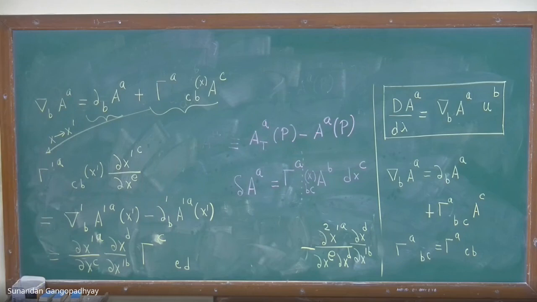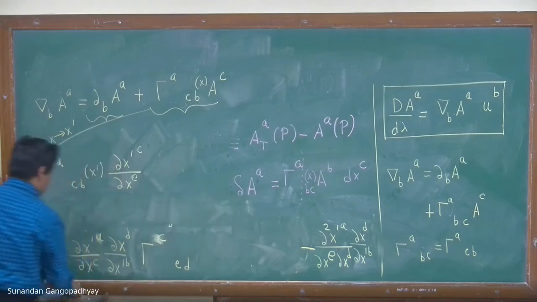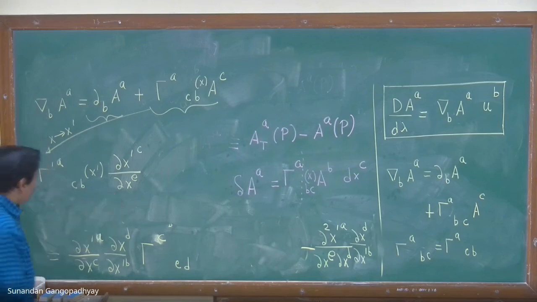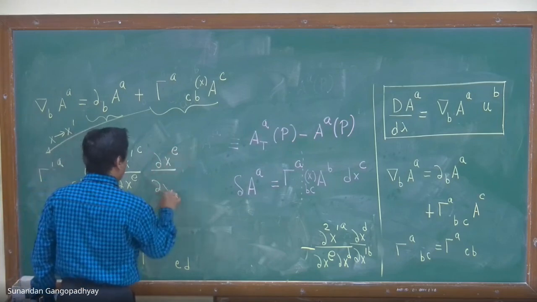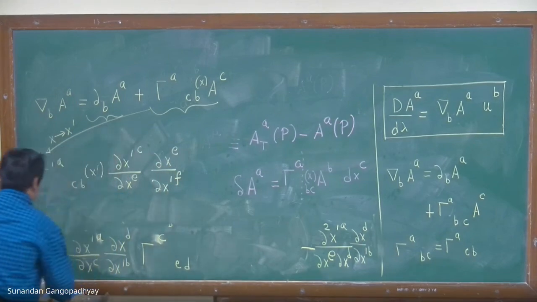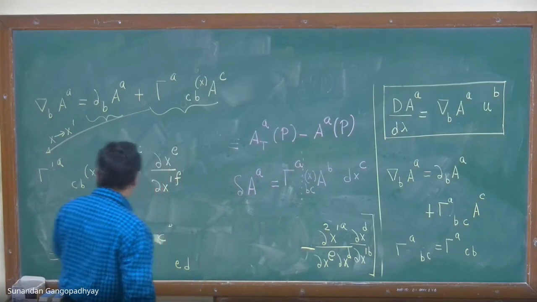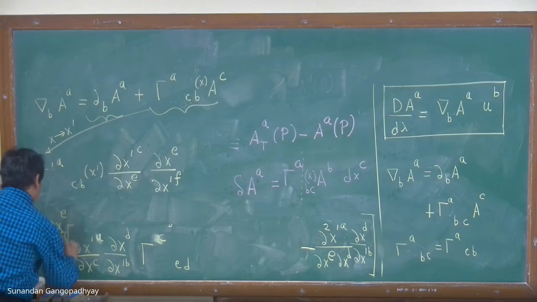Now there is nothing more to do. You can just get rid of this line. These lines are confusing. We have gamma prime A C B of x prime, del x prime C, del x E. So what do you need to do now? You have to get rid of this factor. Just multiply both sides by del x E, del x prime F, so that it will be multiplied here also.